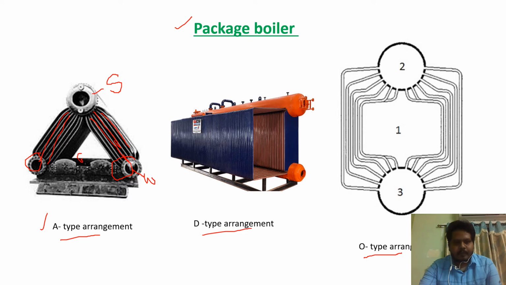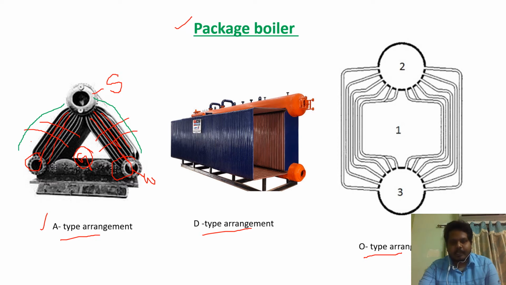Here there will be a grate where fuel will burn. The hot gases flow over the tubes. Due to the heat transfer, the water will be converted into steam. That steam will flow to the steam drum. As you can see here, it looks like an A shape. So that's why it is named as A type arrangement.